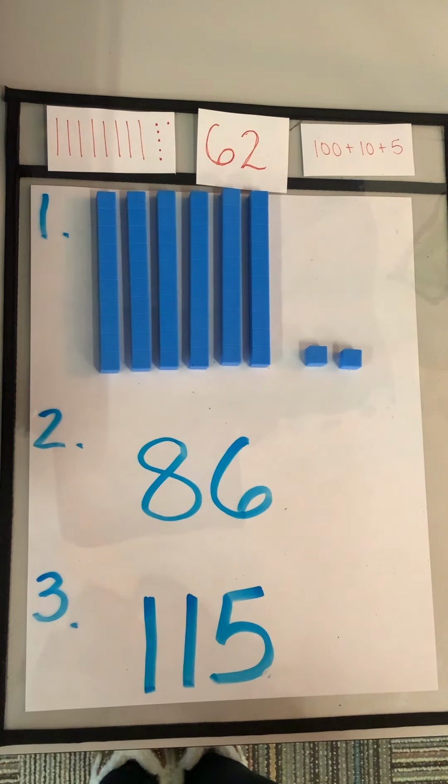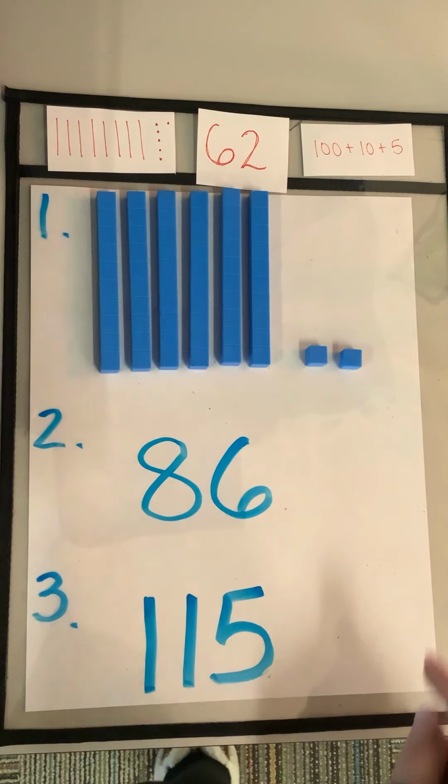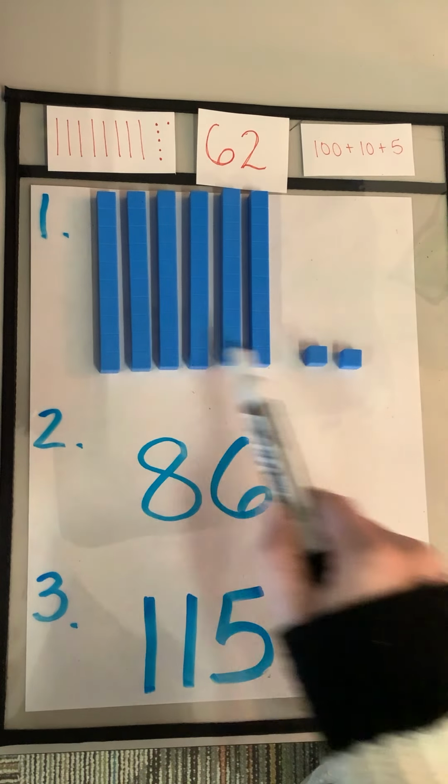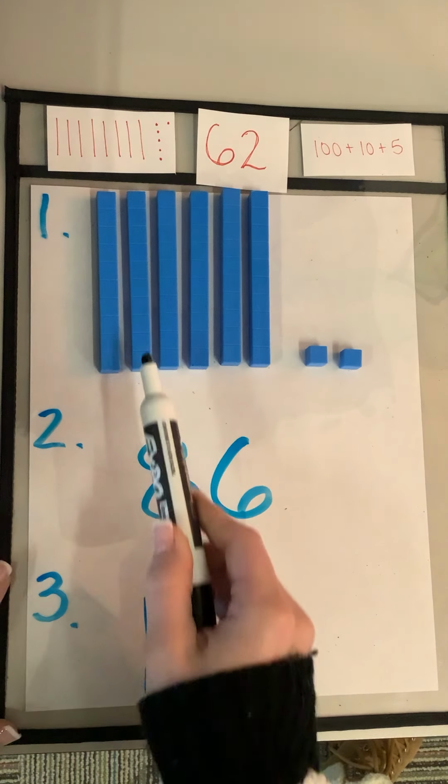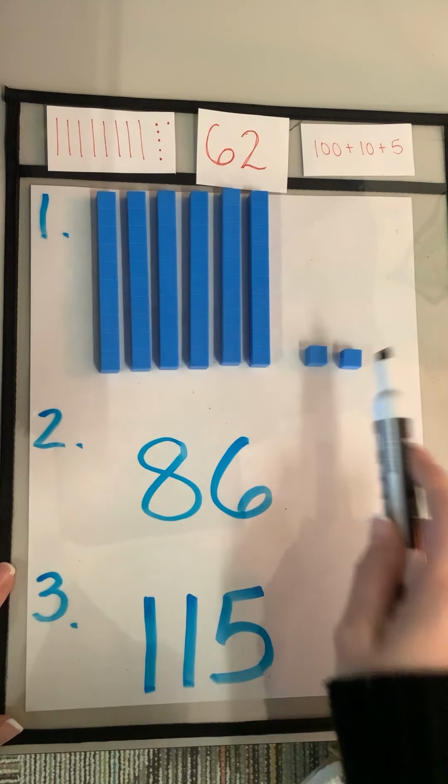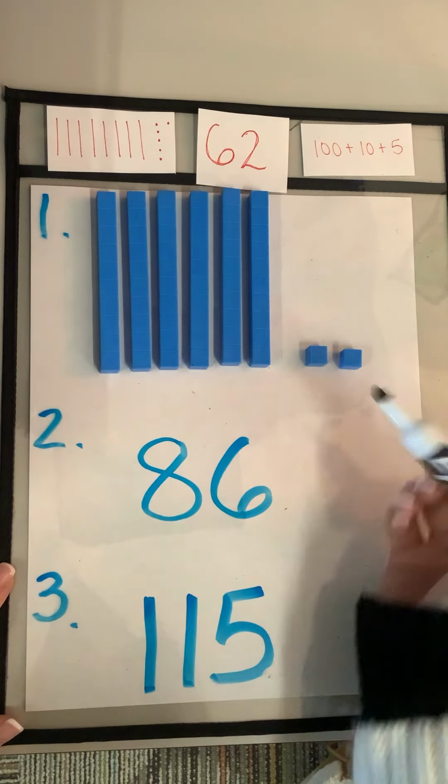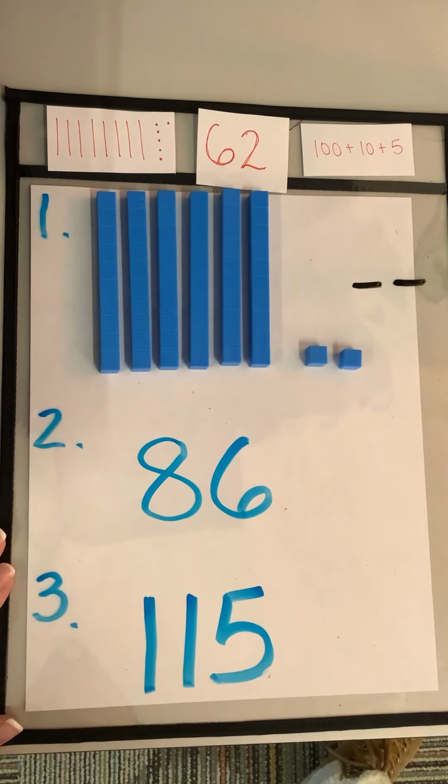So starting with number 1, I can see right off the bat that I have base 10 blocks representing a number. I need to change that to represent it in standard form. So first, I need to figure out what number this is. I have 2 place values, tens and ones. So I'm going to have 2 digits.